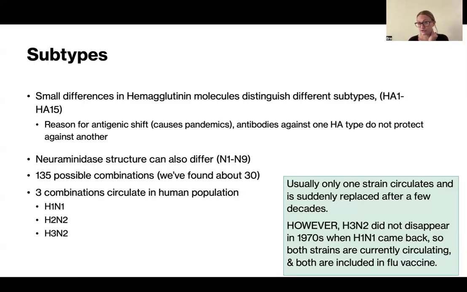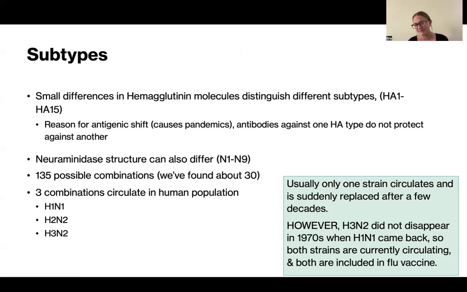Neuraminidase structure can also differ. It's not as important as H1 through H15, because those are more responsible for antigenic shift, which is like the pandemics. But neuraminidase structure can also differ, and we have 9 subtypes. With those 9 and 15 different subtypes, there are technically 135 possible combinations, but luckily we've only found about 30 in nature. And the 3 combinations that circulate in the human population are H1N1, H2N2, and H3N2.